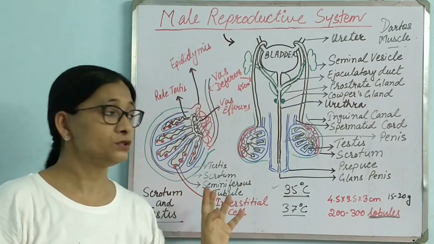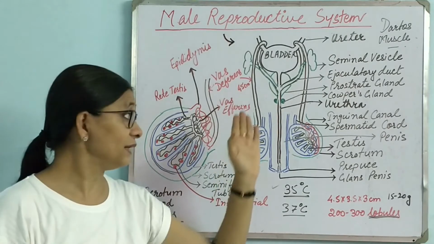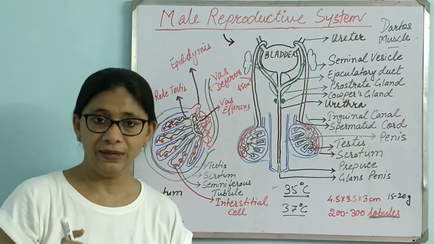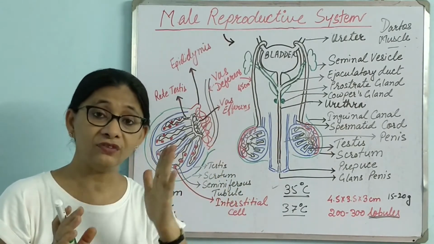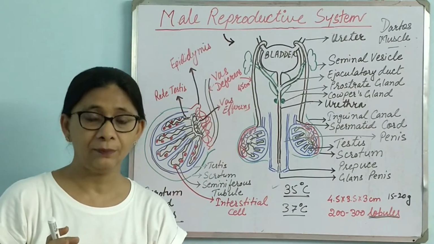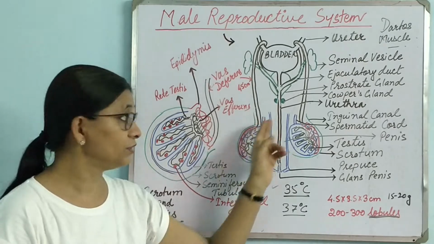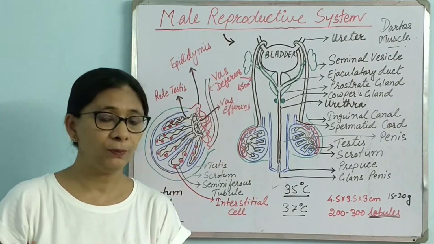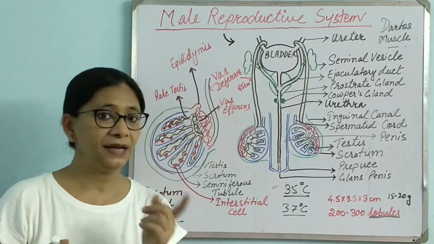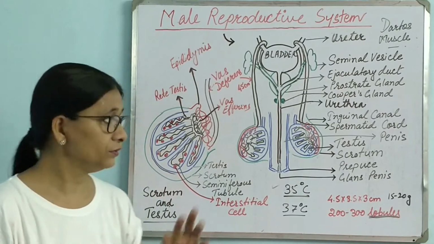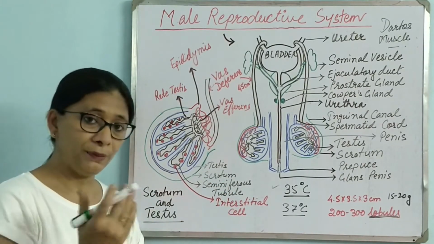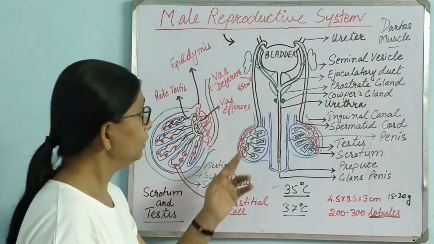Now, here is also one important thing. As you can see, in case of male, the urinary and genital opening are the same. That means sperm and urine pass through the same channel, which is the urethra. But in case of female, the urinary opening is different and the genital opening is different. So this is one difference between male and female reproductive system.